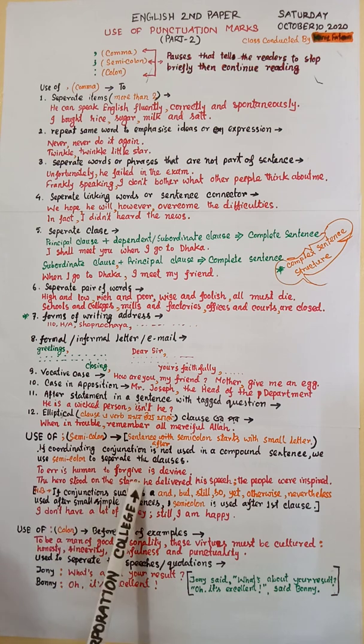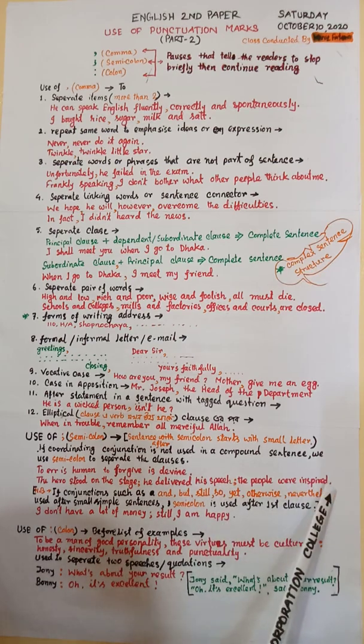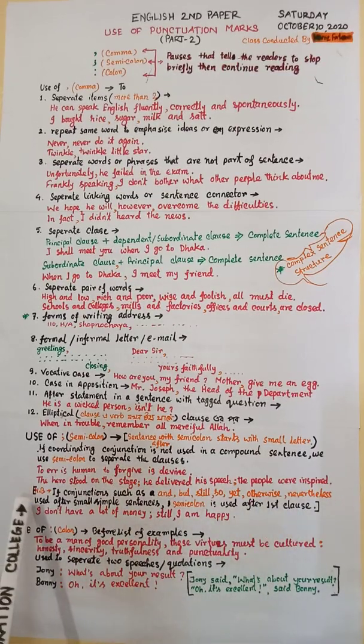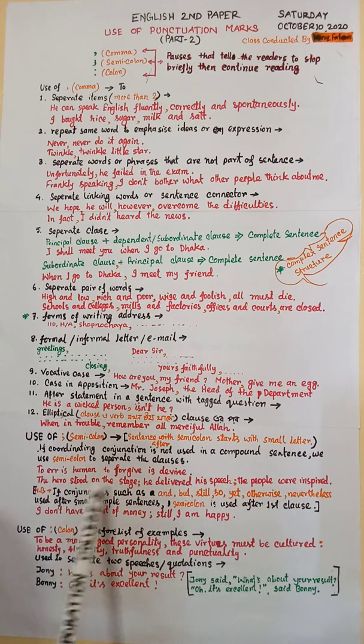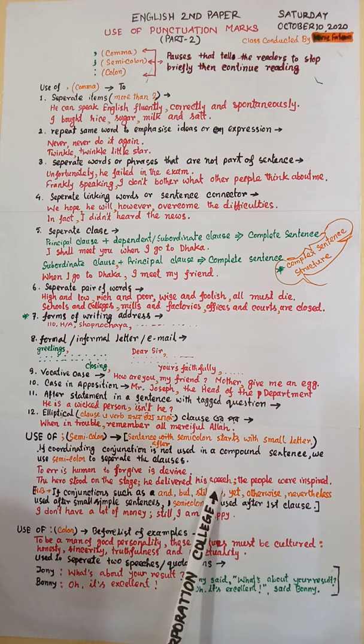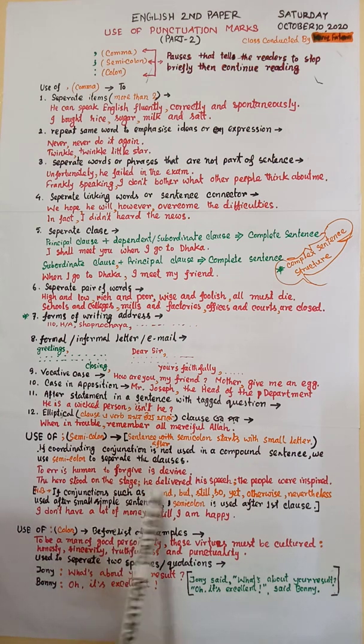The hero stood on the stage, he delivered his speech, the people were inspired. If we write it in compound structure, then: the hero stood on the stage, comma, delivered his speech, and the people were inspired. It's a compound structure. But if we want to write the sentences in simple structure, then we use a semicolon, and start the sentence with a small letter. Look here.